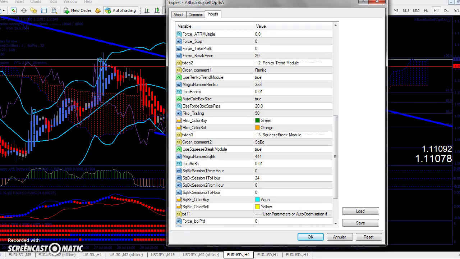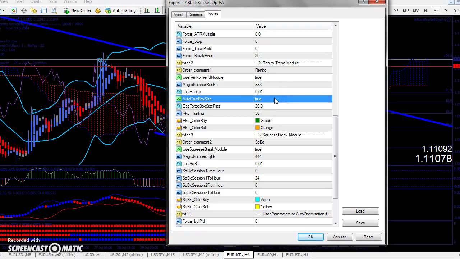So let's go to the setup for Renko and Squeeze Break module. Renko here. Use the module. You can switch it off. Okay, magic number, you don't need to worry. Lots, you should keep them very small. Some people put 0.05 lots and go, oh my god, I've lost so much money on Renko. Well, that's crazy right now. That's a crazy way to do anything. I've put the smallest lot possible.